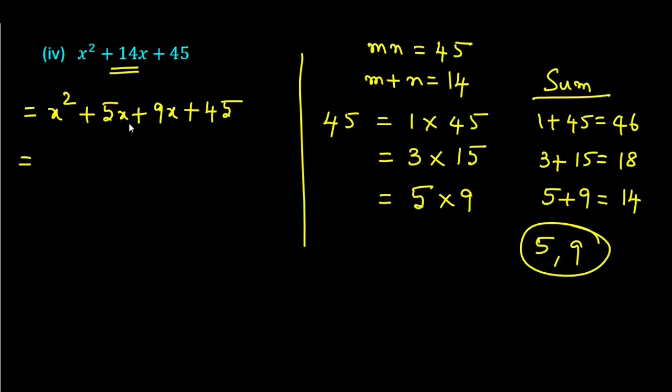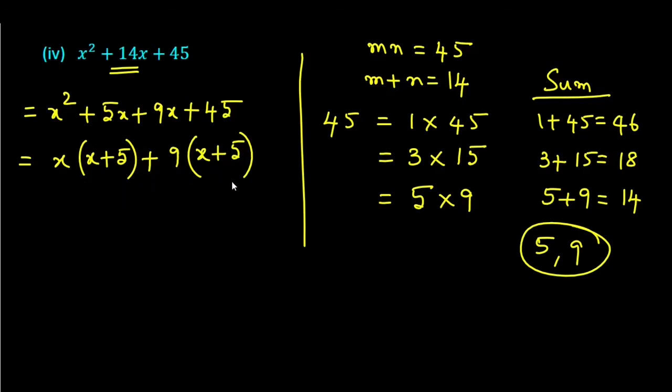From x square plus 5x, we can take x as a common factor. Taking x as a common factor and rewriting, we will remain with x here and 5 here. So this becomes x into x plus 5. In these two terms, 9x and 45, 9 is a common factor. Taking 9 as a common factor, we remain with x here and 5 here. We obtained x into x plus 5 plus 9 into x plus 5.